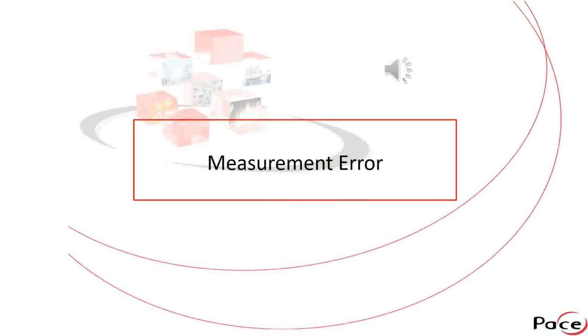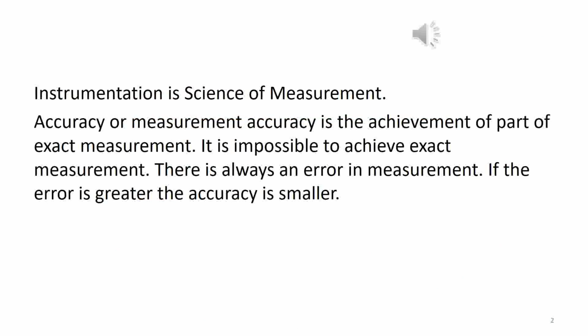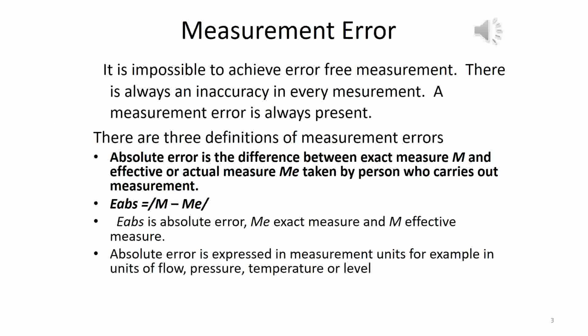Measurement error. Instrumentation is the science of measurement. It is impossible to achieve error-free measurement. There is always an inaccuracy in every measurement. A measurement error is always present. There are three definitions of measurement errors.